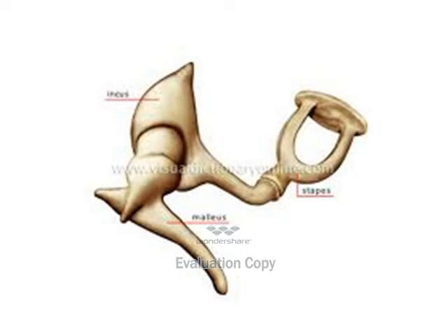These are the three ear ossicles: the malleus in the hammer shape, the incus in the anvil shape, and the stapes is like a stirrup shape.